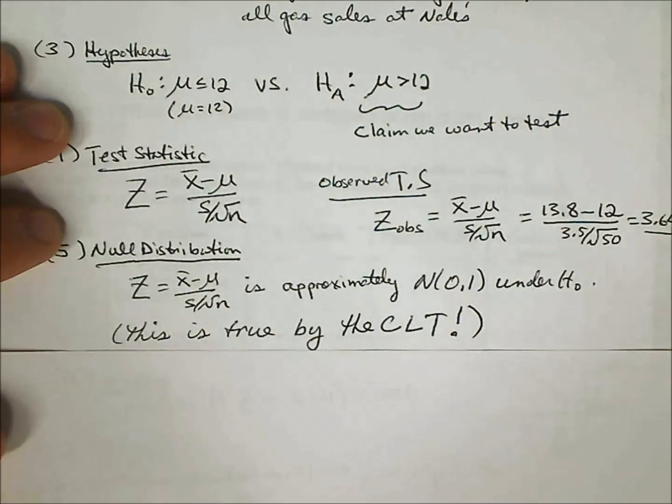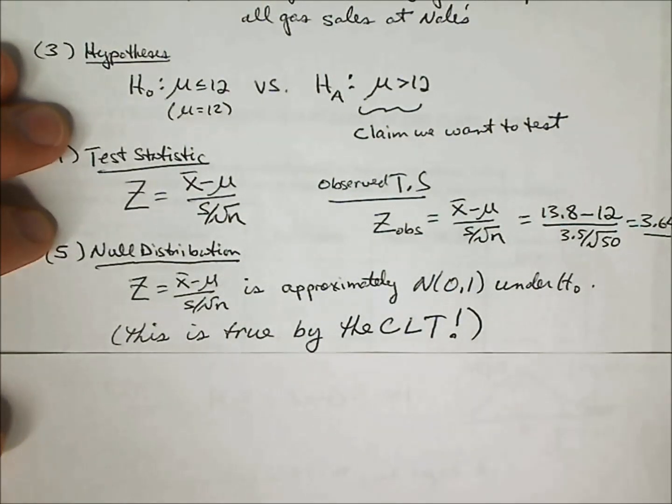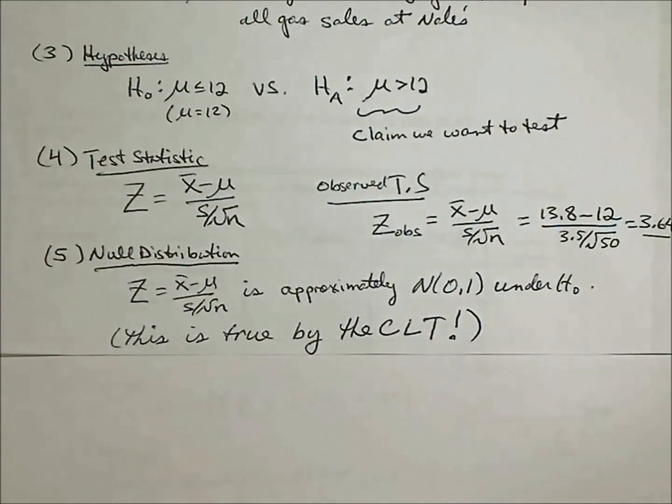So the null distribution here, just to be clear, we need our test statistic, but we want to know how it's distributed so we can talk about, in some sense, the likelihood of seeing our particular statistic, assuming the null hypothesis is true.